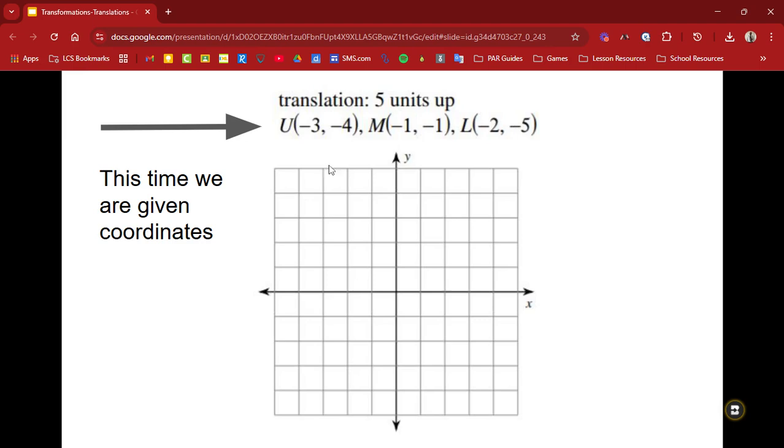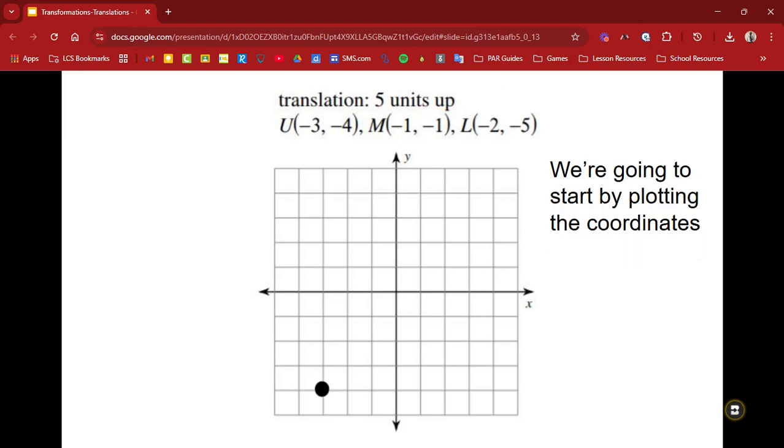This time we are given a list of coordinates, and we are going to plot those coordinates on our graph first and then translate it 5 units up, because you'll notice that U, M, and L don't have a line or an apostrophe next to it. That means that this is the original, and then this is the instructions for what you're going to do after you've plotted it. So let's go ahead and plot it.